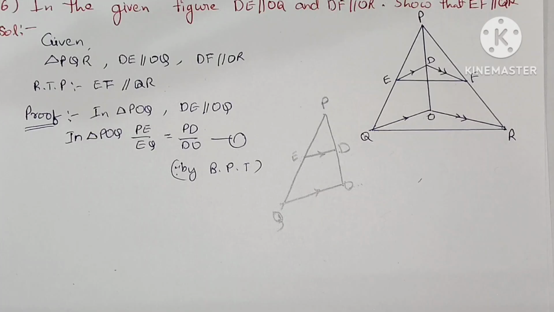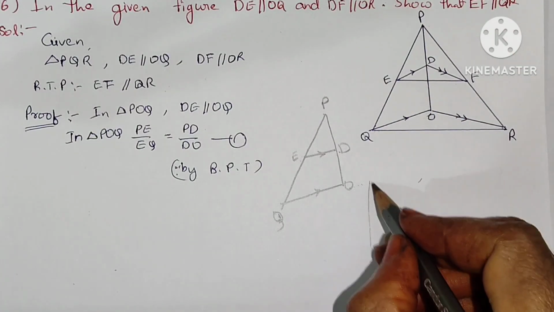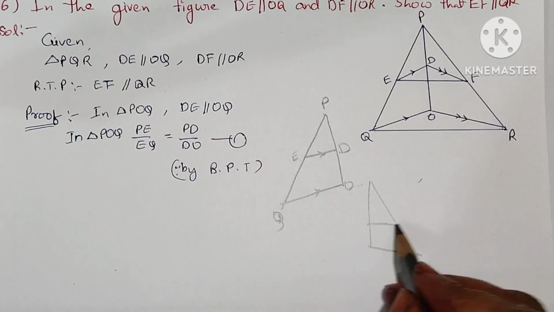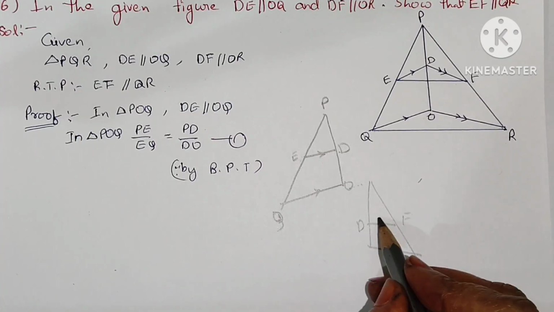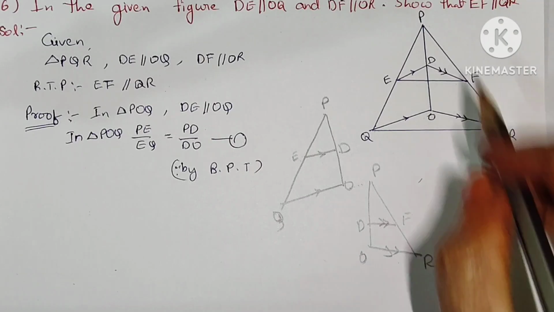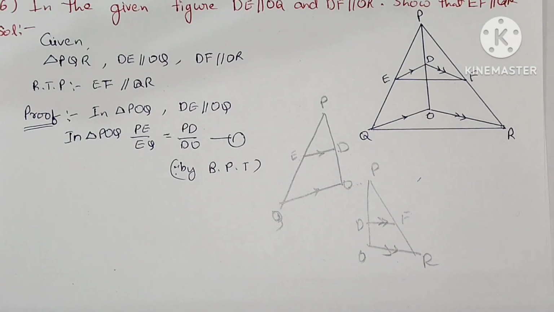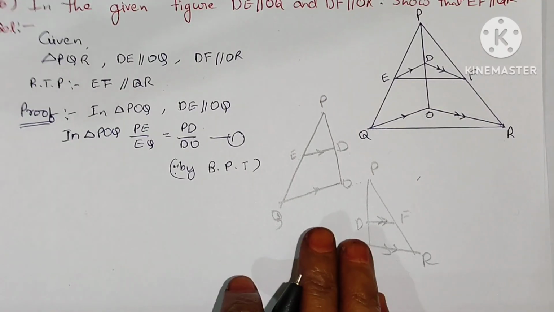Next we take the other triangle, POR. Here DF and these two are parallel. These two are parallel in POR. So we take this one. Here these two are parallel, so here also we use the basic proportionality theorem.